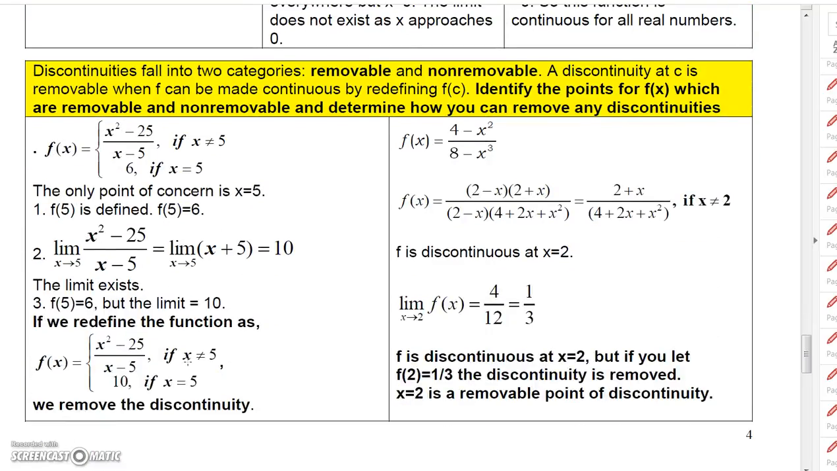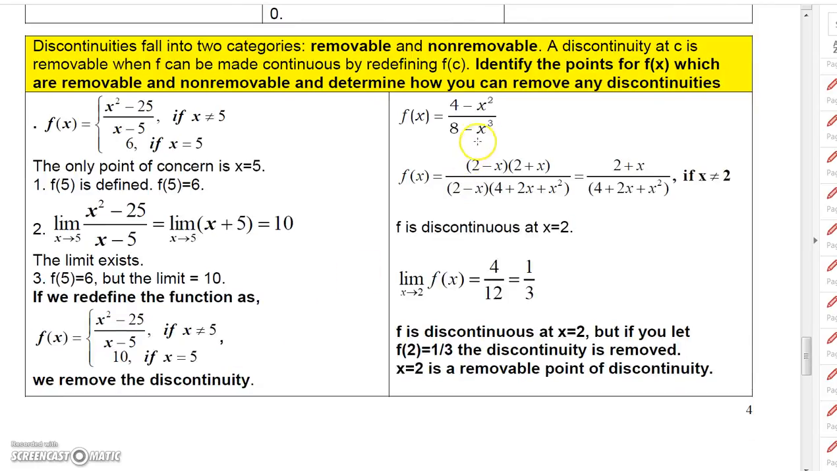Now, discontinuity falls into two categories. You have removable and non-removable discontinuity. A discontinuity at c is removable when f can be made continuous by redefining f of c. So let's see how we can remove the discontinuity. Well, this function is defined to be this rational function if x does not equal 5, and it's defined to be 6 if x equals 5. We ran into this one earlier, so you probably already know the answer here.